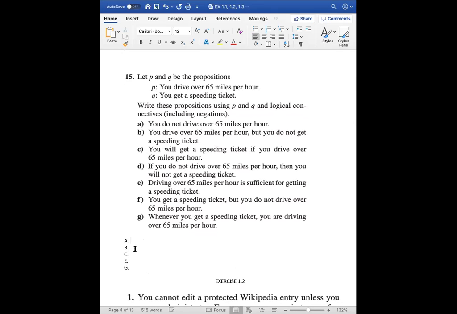Let's do parts A, C, and G only. We have these variables P and Q representing the statements here. The first one is "you do not drive over 65 miles per hour". We have "you drive over 65 miles per hour" represented by P. All we have to do is take the negation of this statement. So this is easy. Negation of P.